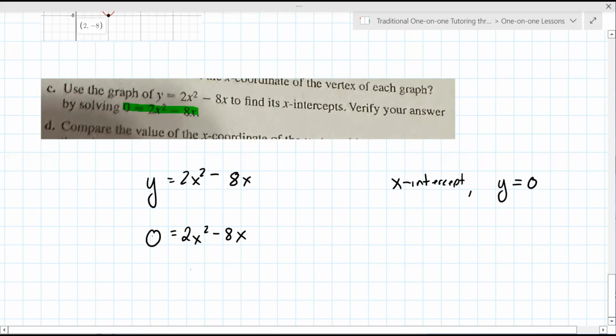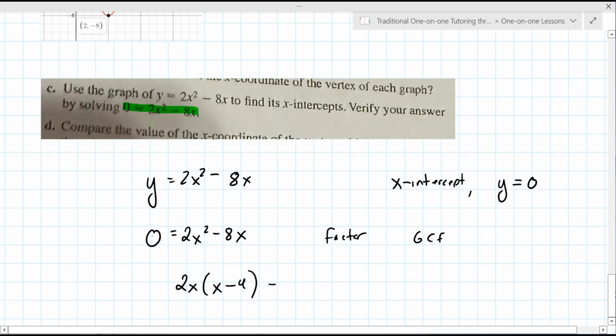So this is why you learned your stuff from your previous section. You have to know how to factor this. So this is a GCF. What is the GCF here? 2x. 2x, yeah. And so this becomes x minus 4.